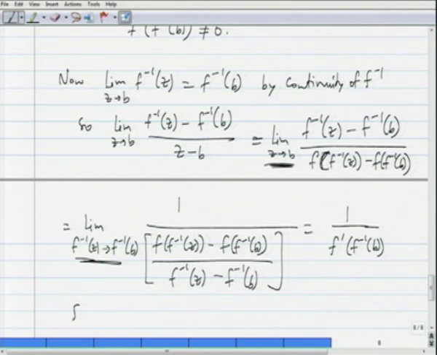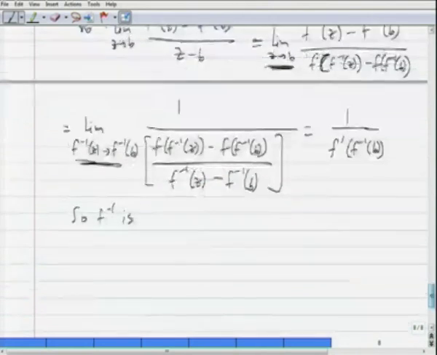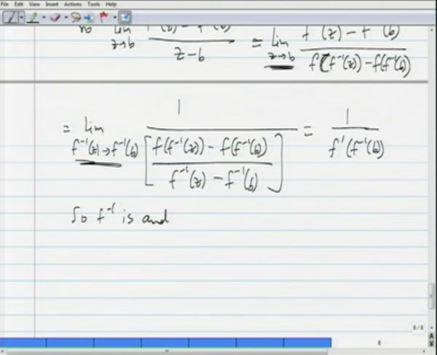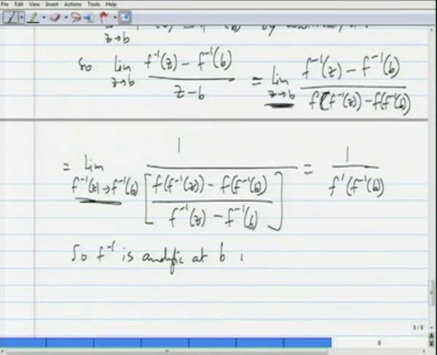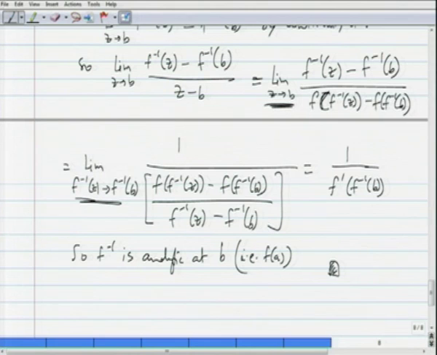Okay. So, as a conclusion we can say that f inverse is analytic at B, that is, f of A. And since f is onto f of G, every point in f of G looks like f of A for some A in G. So, f inverse is essentially analytic on all of f of G. Okay. So, that completes the proof of this proposition.